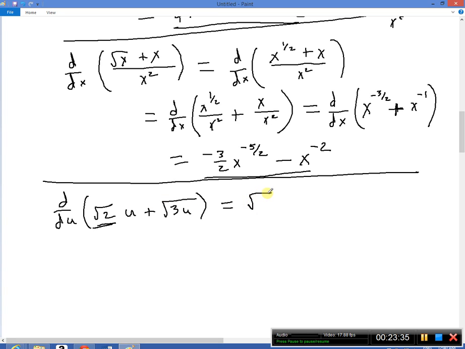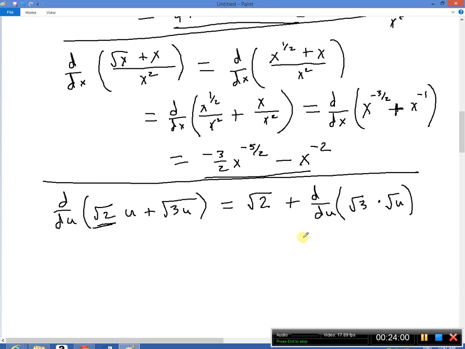Square root of 2 times 1. The derivative of u is 1. Okay, now I don't know what this next one is, so let's just keep the derivative with respect to u of this mess, square root of 3u. But instead of square root of 3u, why don't we write this as square root of 3 times square root of u? We can always do algebra as long as it's done correctly.